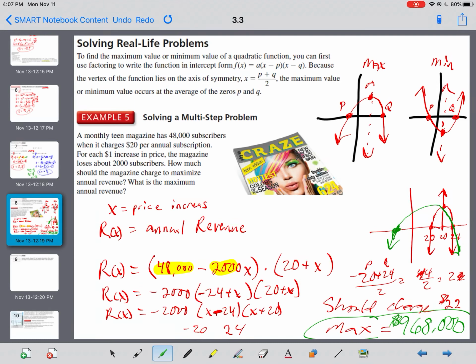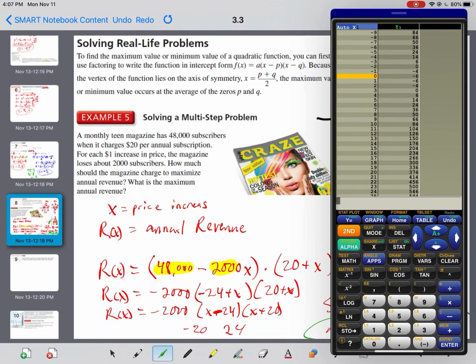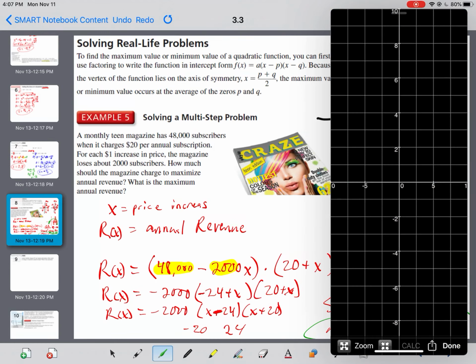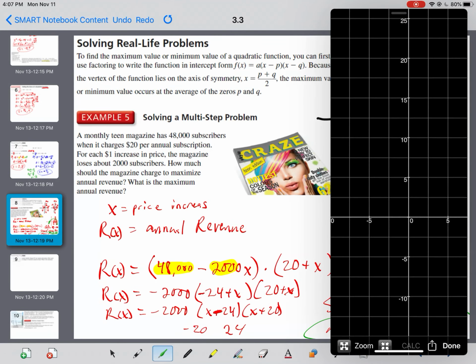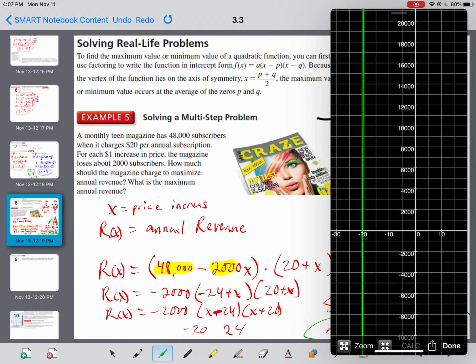I would have done this in a little different way. I probably would have multiplied all of that together and got a big equation to start with so that I could plug that into my y equals. Let's look at if we do TI-83 style, go to our y equals, go to clear, parenthesis 48,000 minus 2,000x, close, times 20 plus x, close, and we go graph. And mine works very nifty where I can send this in here.